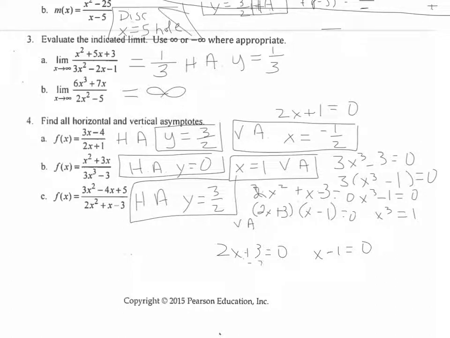So subtract 3 from each side here. And if 2x equals -3, where is one of my vertical asymptotes? -3/2, you're right. If I said x minus 1 equal to 0 and solve, where is my other vertical asymptote? x equals 1.